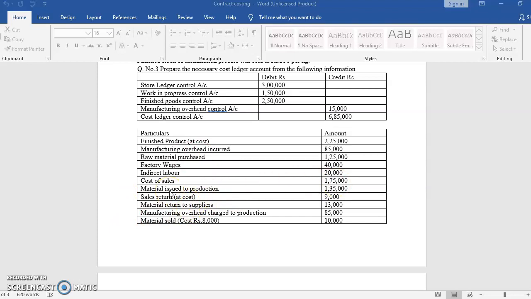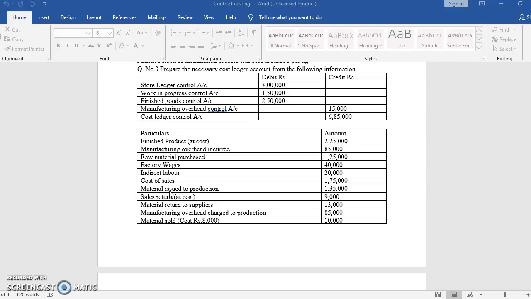Then material issued to production. Whenever I say issued, who is responsible for issuing? Store. Exactly. So whenever material is issued, we have to record on the credit side of store ledger by to whom it is issuing?